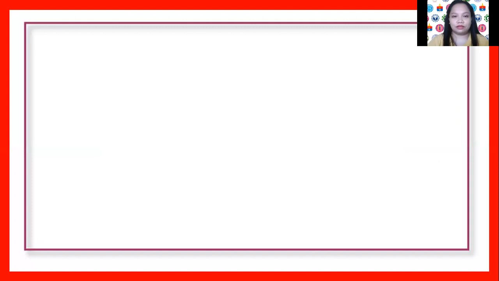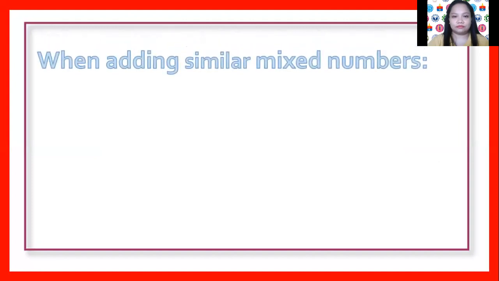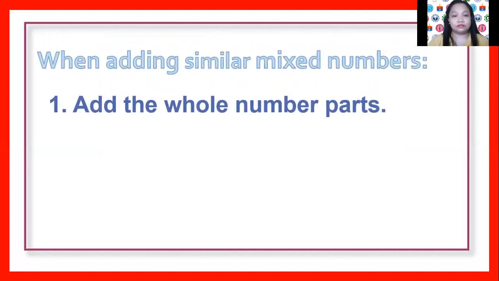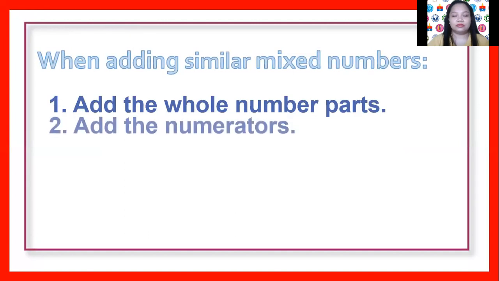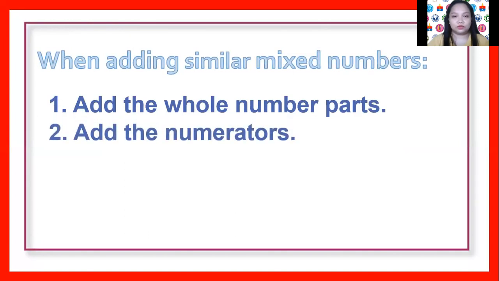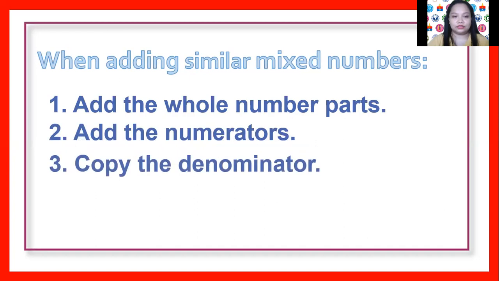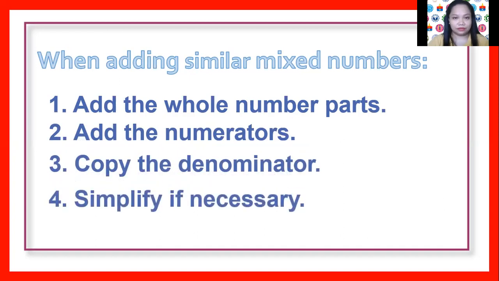So first one, how do we add similar mixed numbers? There are rules that we have to follow. First, you need to add the whole number parts. Second, you need to add the numerators. Third, you need to copy the denominator. And lastly, you simplify if necessary. Let us try to apply these procedures or rules on the following examples.